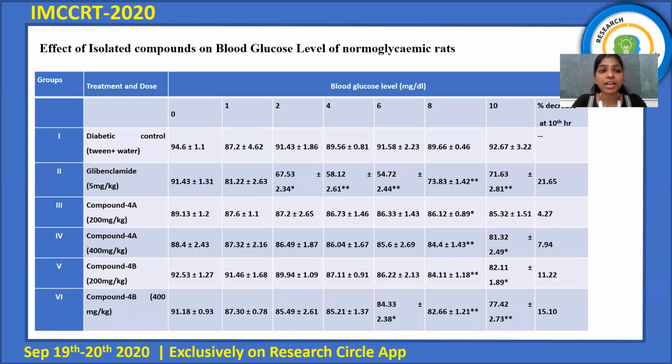So this was the effect of isolated compounds on BGL, that is blood glucose level, of normoglycemic rats. We can compare it with the standard drug glibenclamide at 5 mg per kg, which is only 91.43 plus or minus 1.31, whereas the 200 mg per kg dose of the compound gives 92.53, which is pretty much higher than that of the standard drug glibenclamide which we have taken.